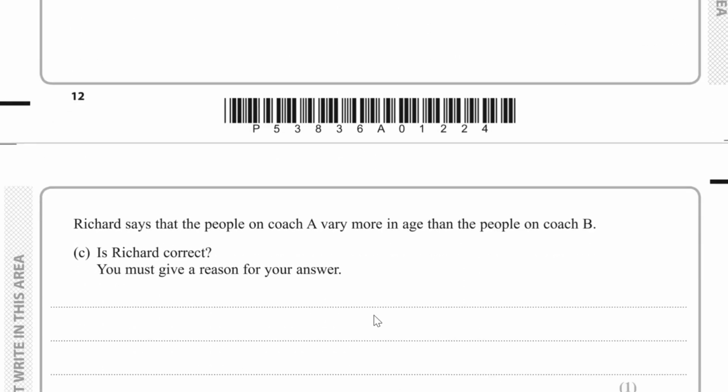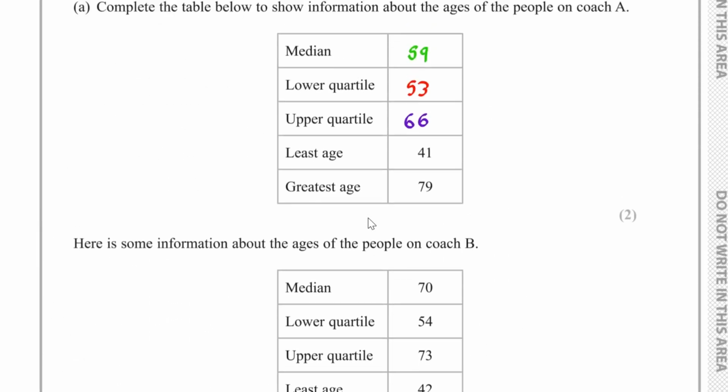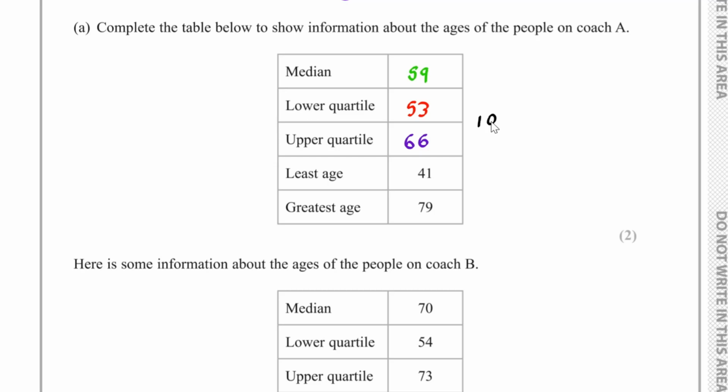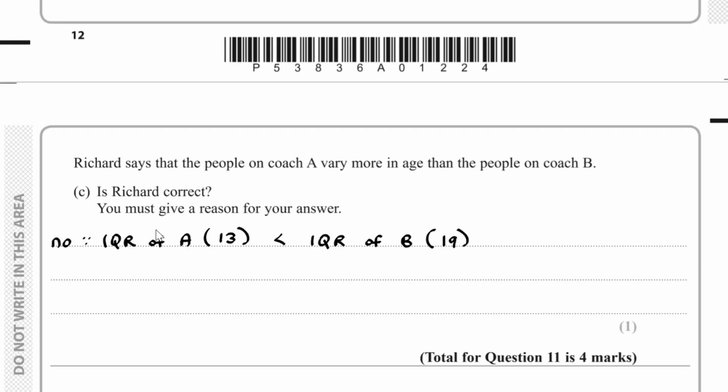And now for part C of the question, Richard says that the people on coach A vary more in age than the people on coach B. Is Richard correct? Well, for this question we can take a look at the interquartile range. And if we work out the interquartile range of A, upper quartile take away lower quartile, that's 13. And over here, interquartile range for B, that's 73 take away 54, which is 19. So the interquartile range of A, which is 13, is less than the interquartile range of B, which is 19, so therefore is incorrect.